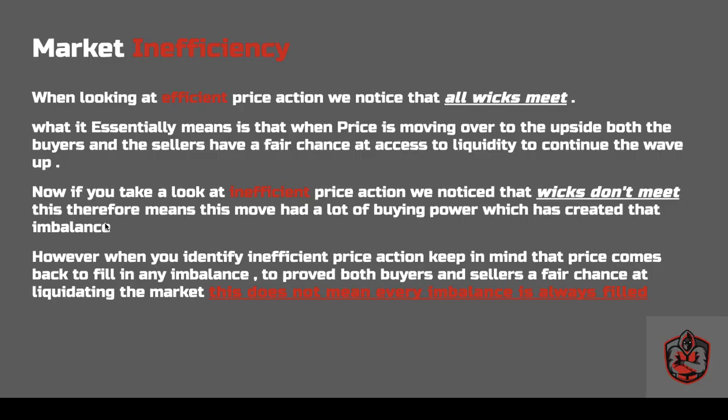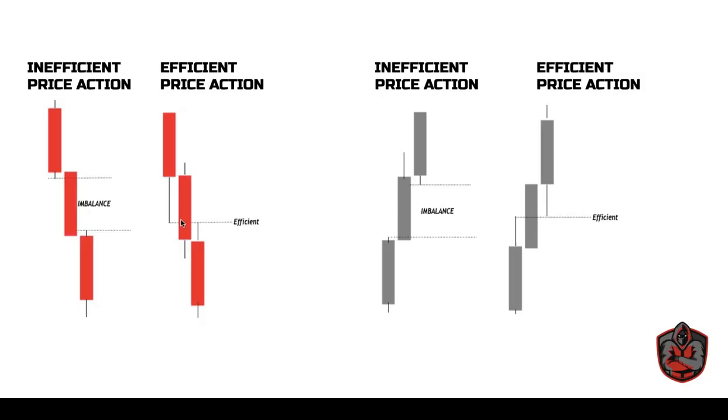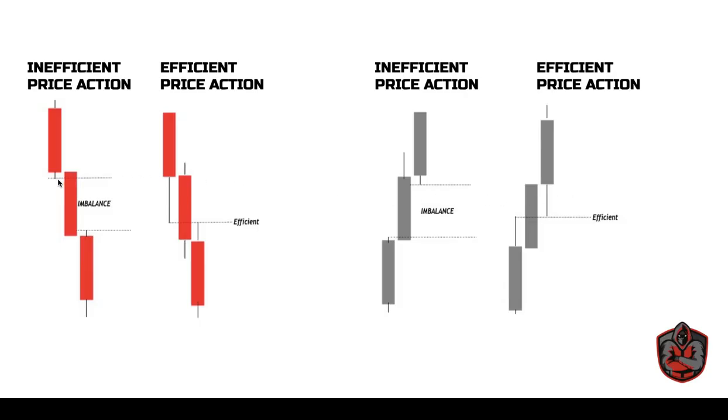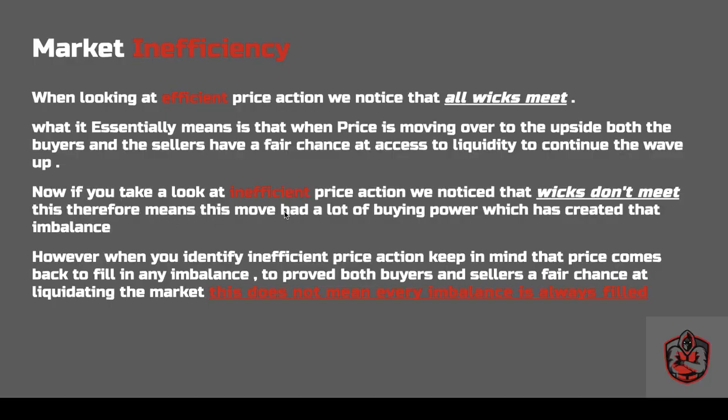So now if I go back and read over it again, I hope it makes sense. When looking at efficient price action, we notice that all wicks meet, just like the example here. Now what that essentially means is that when price is moving over to the upside, both buyers and sellers have a fair chance at access to liquidity to continue the wave up. If you take a look at inefficient price action, we notice that the wicks don't meet, just like the example. This therefore means that this move had a lot of buying or selling power, which has created that imbalance.